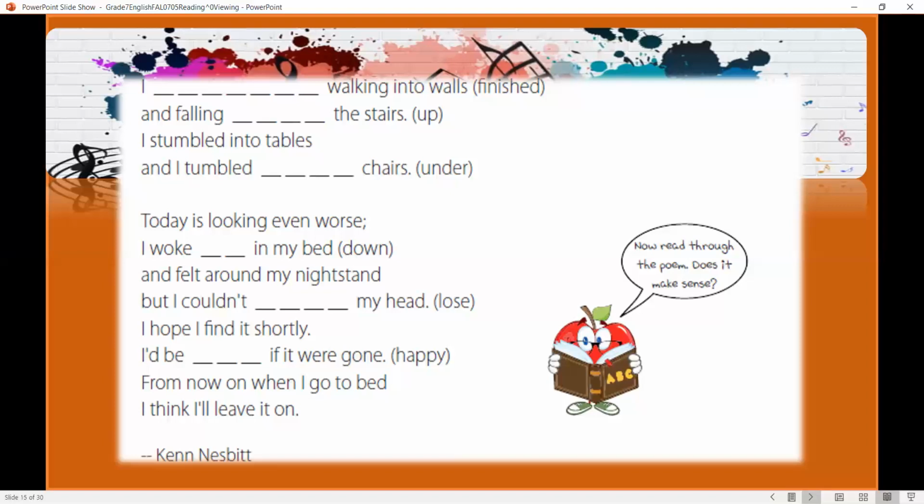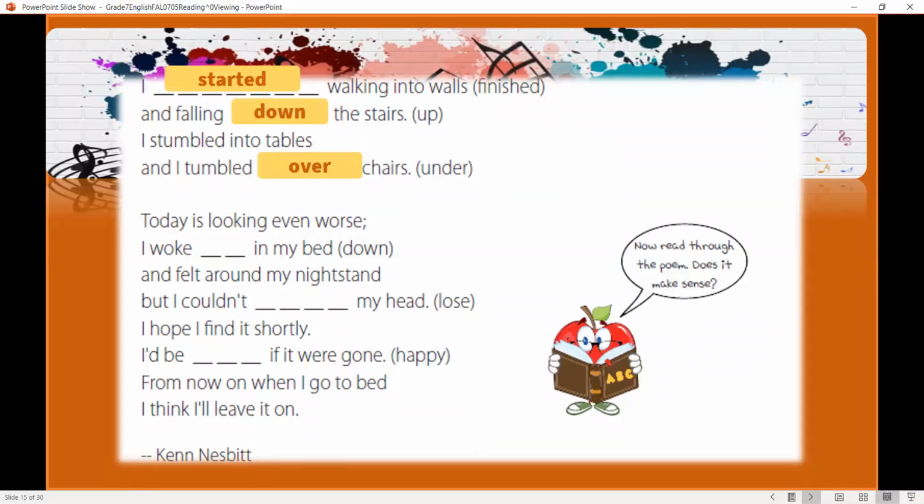Opposite of happy. Yeah, I'd be sad if it were gone. From now on, when I go to bed, I think I'll leave it on. So I started, let's see how it comes all together. I started walking into walls and falling down the stairs. I stumbled into tables and I tumbled over chairs.